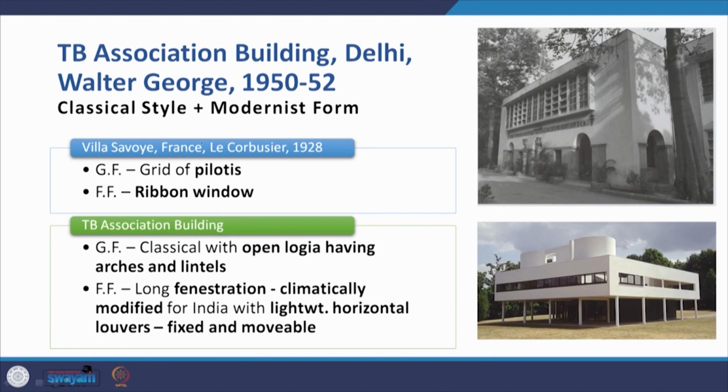Then we come to another example of mix and merge type of buildings, not going all out to create a modernist building, but holding on to some of the ideas which had worked in India.